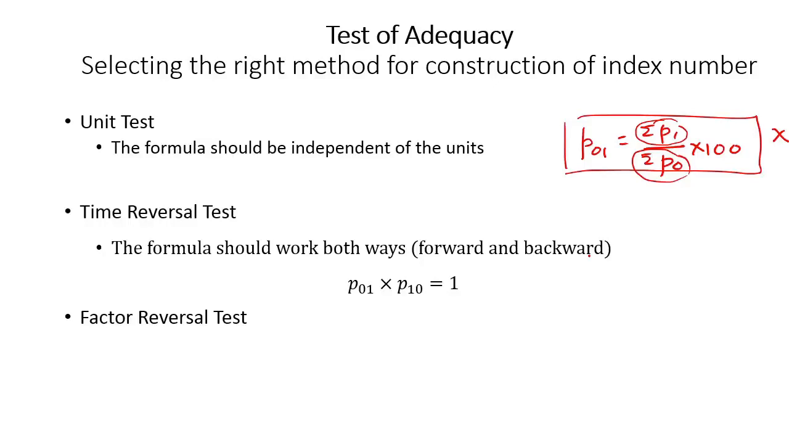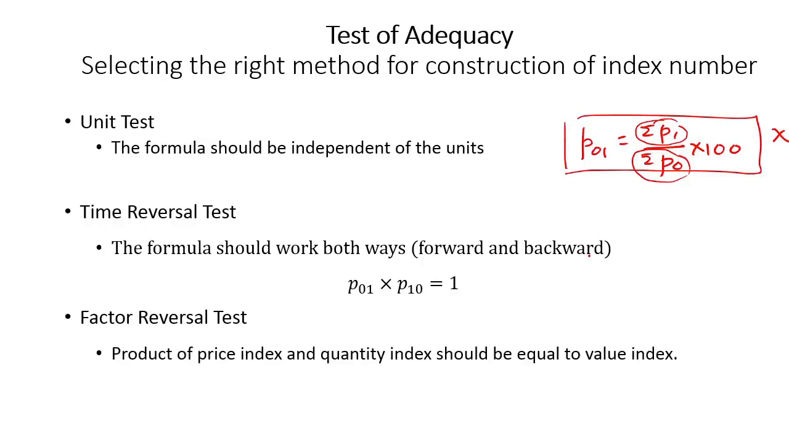Then there is a factor reversal test. Because we know that the product of price and quantity is value, the factor reversal test says that the product of the price index number and the quantity index number should be equal to the value index number. So P01 into Q01 should be equal to V01. So for an index number to be adequate, this is a test that should be satisfied.